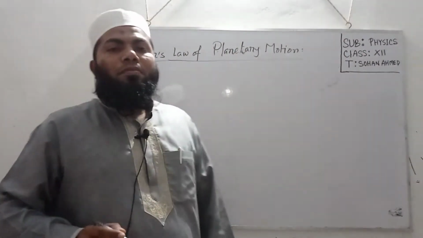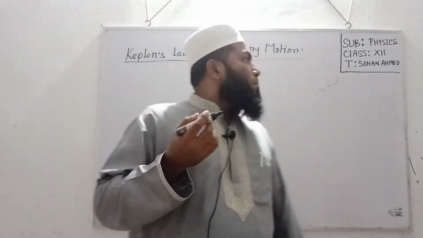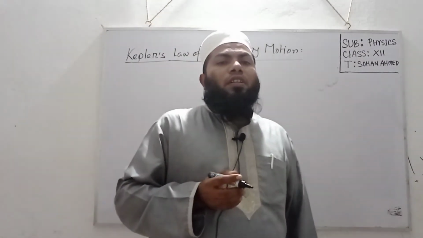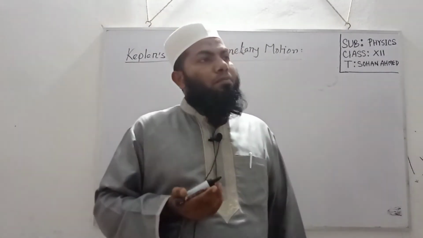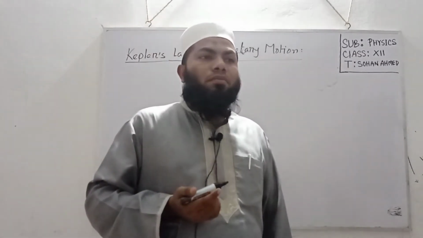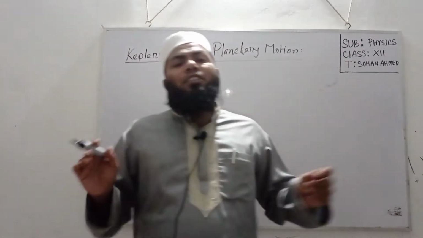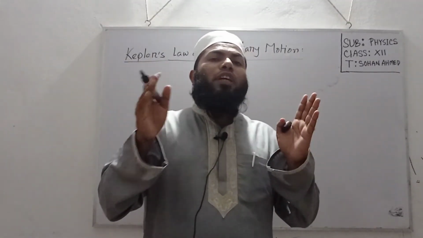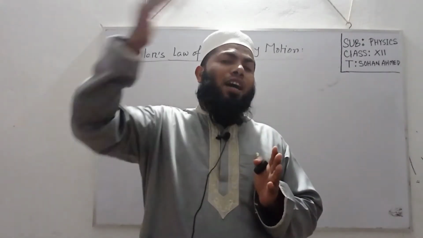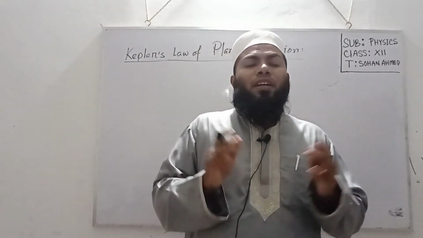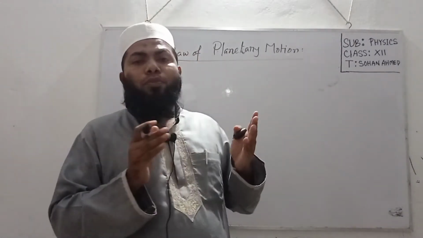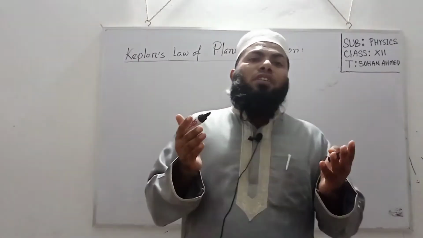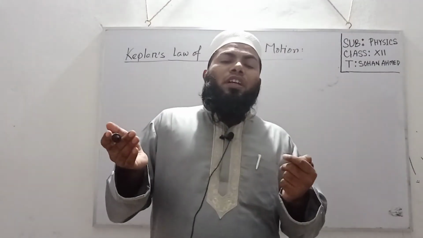Dear students, an ancient Greek philosopher named Ptolemy thought that Earth is the center of space, that means the Sun, Moon and all other planets move around the Earth. But the theory of Ptolemy doesn't explain many astronomical phenomena.